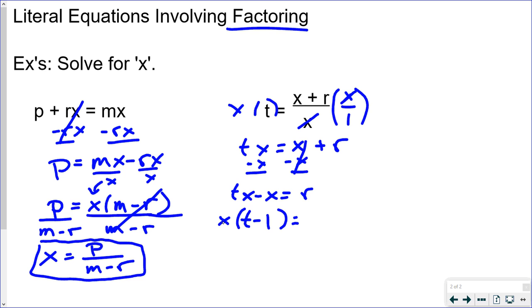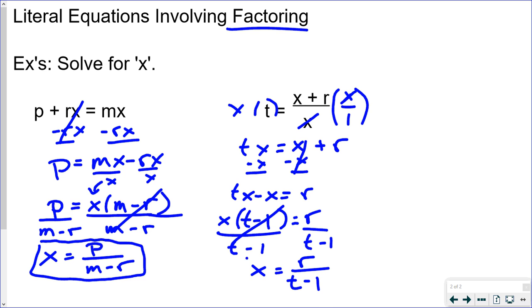Now if you think about it, if I distributed this x back in, would I end up with what I started with? I'd have t times x minus x times 1 is x. So yes. So now I'm here. Now I want to get rid of the t minus 1, so I divide both sides by t minus 1. Those cross simplify to 1, and x equals r divided by t minus 1.